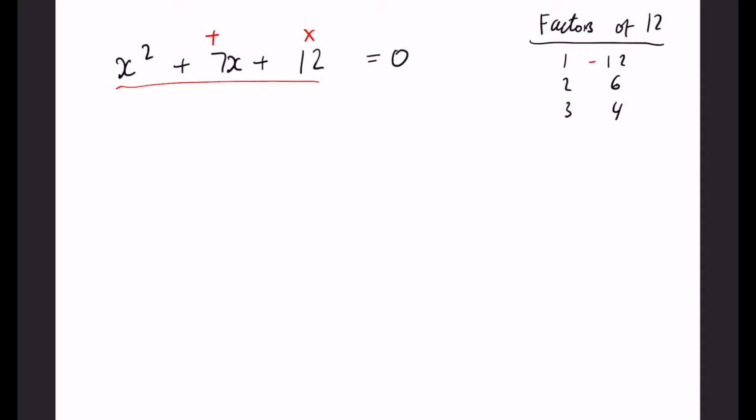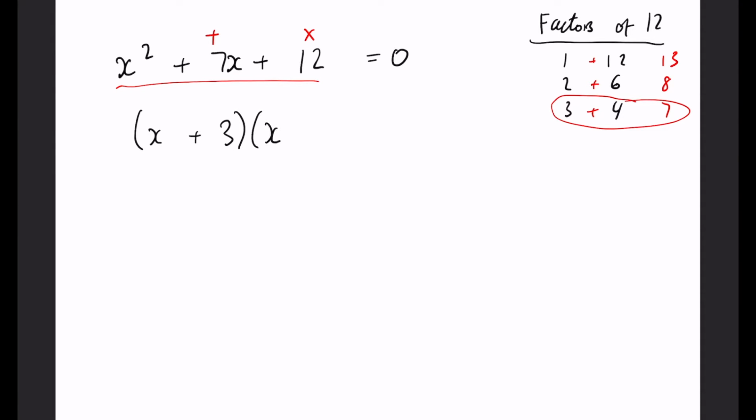So 1 plus 12 makes 13, which we don't want. 2 plus 6 makes 8. 3 plus 4 does in fact make 7. So we're going to pick this one here. So we have x plus 3 and x plus 4 equals 0.